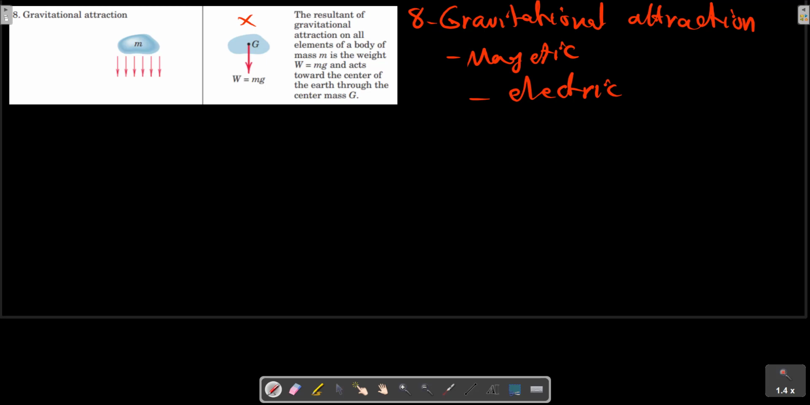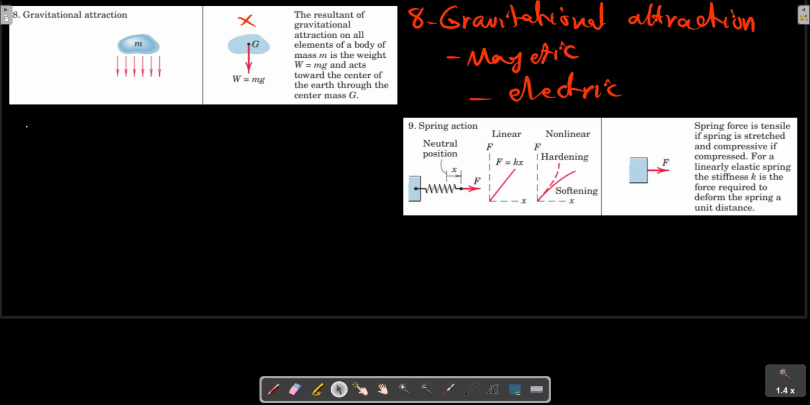Consider this picture. Spring action. This example illustrates the action of a linear elastic spring and of a nonlinear spring with either hardening or softening characteristics. The behavior of two different springs is shown here.